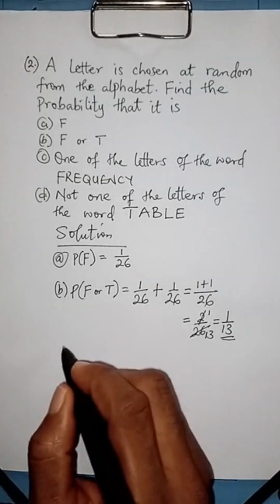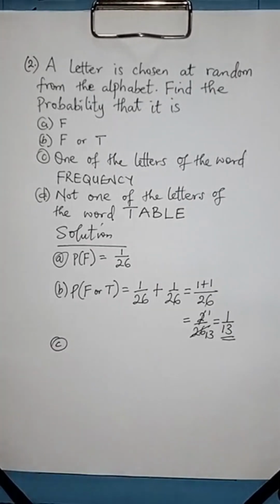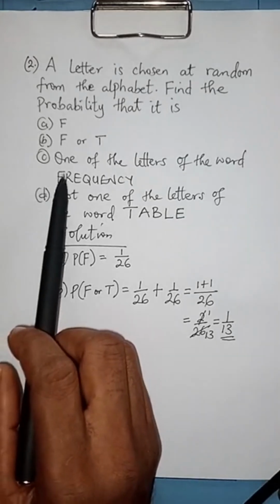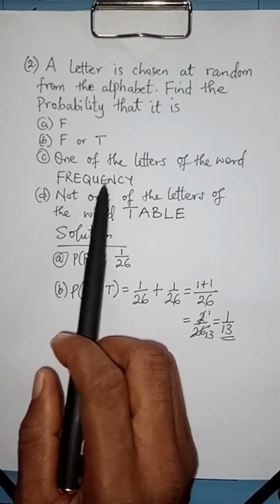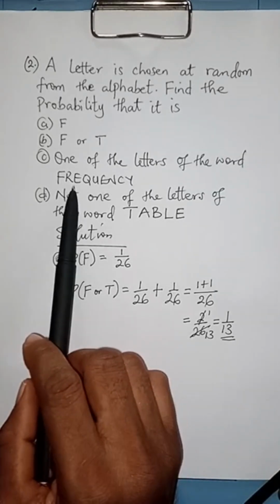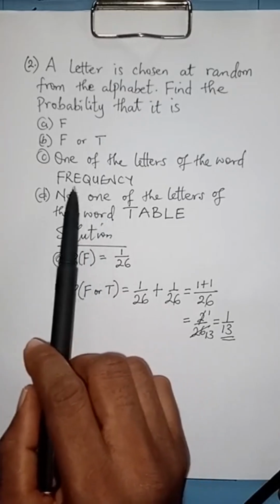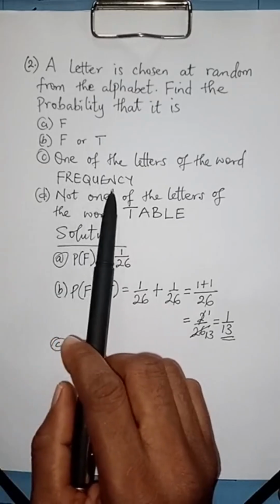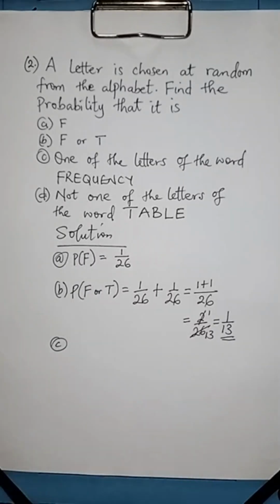So we're going to the next question, which is C. One of the letters of the word frequency. Now let's look at the letters in the word frequency. How many letters do you have there? Let's count: 1, 2, 3, 4, 5, 6, 7, 8, 9. 9 letters. But let's look at the word frequency again. There are not actually 9 different letters that make up the word frequency. Why do I say so? Because the letter E occurs 2 times. And because the letter E appears twice, you're going to count it once.